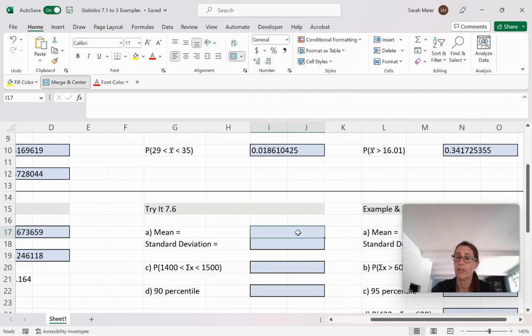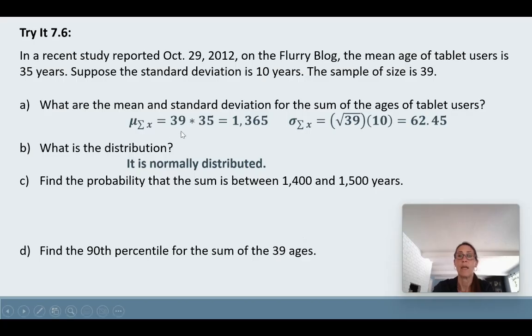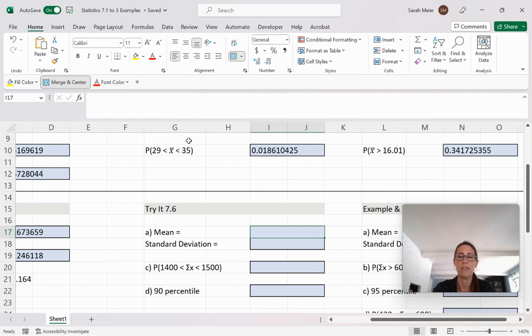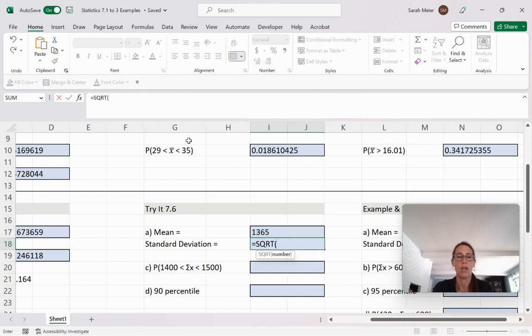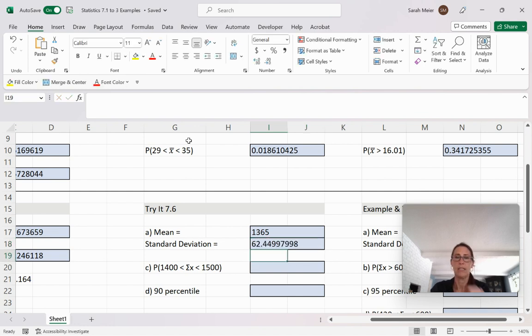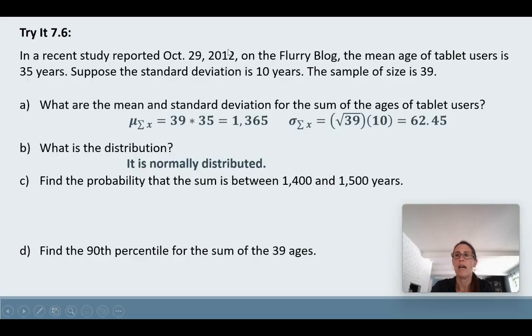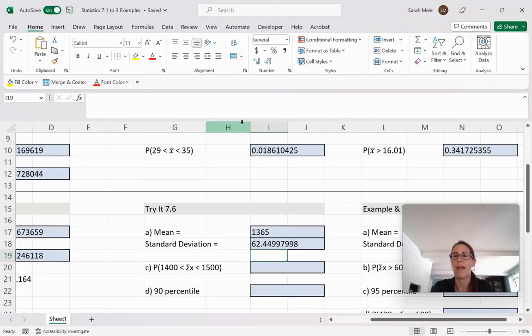Here I put in a little space to calculate the mean. Remember for sums, the mean is going to be the sample size times the old mean, so you would just do 39 times 35. And then the standard deviation is the square root of the sample size times the original standard deviation. I have it here in the slide, but it can be helpful to put it in Excel, because when you're doing those normal distribution formulas, you can just reference that cell if you like doing it that way.